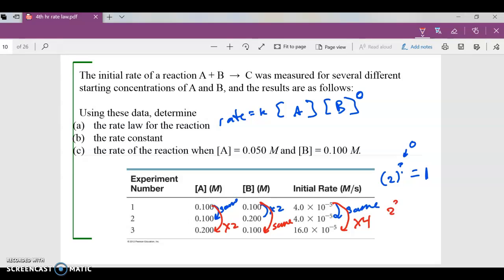So I say to myself, 2 to the what equals 4 because it quadrupled. In this case, that would be a 2, that question mark. So my rate law is just as I wrote here. Rate equals K times A squared, B to the 0.